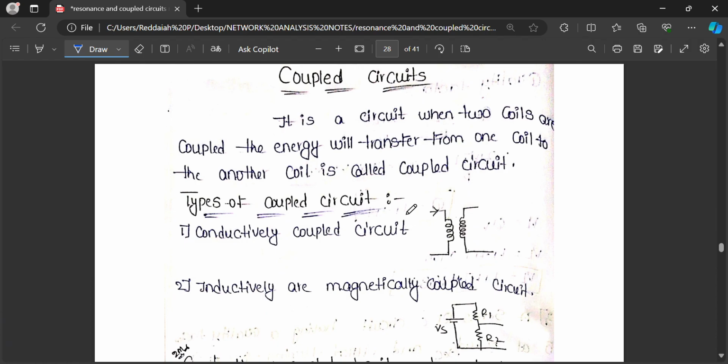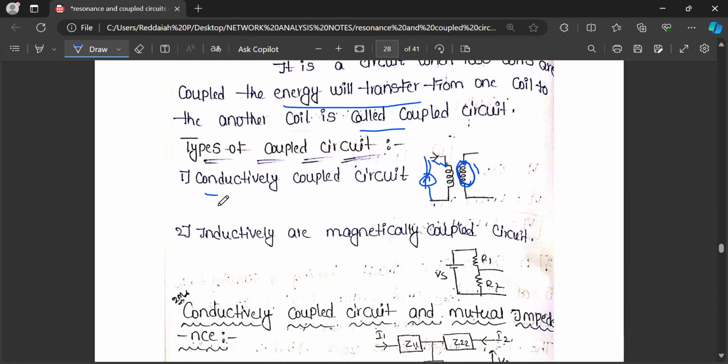Coupled circuits, in the sense when two circuits are coupled, when two coils are coupled, the energy will be transferred from one coil to another coil. This is one coil, this is another coil. When you give the power supply here, a current will flow, and due to the magnetic flux produced by this coil, a current will flow in this coil also. That is, an EMF will be generated in this coil due to this coil. That is called a coupled circuit. Coupled circuits are those where energy is transferred from one circuit to another circuit, one coil to another coil. Types of coupled circuits: conductively coupled circuit and magnetically coupled circuit. Conductively coupled circuit is this one.